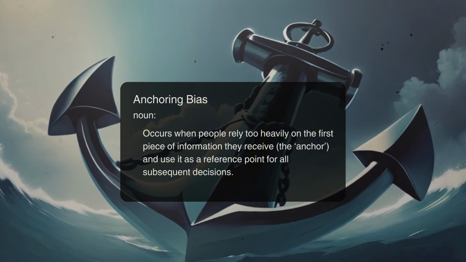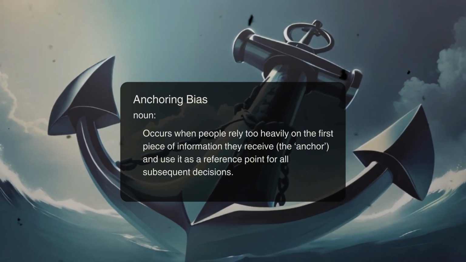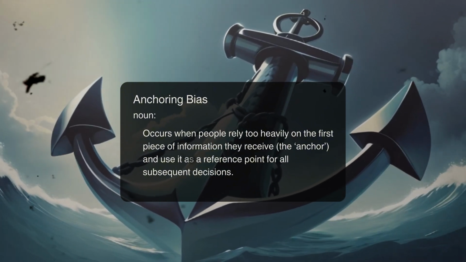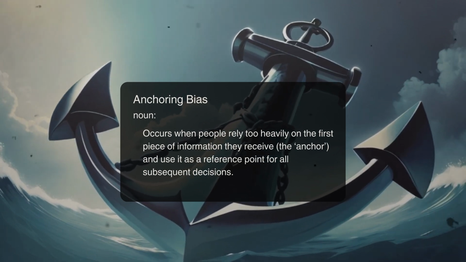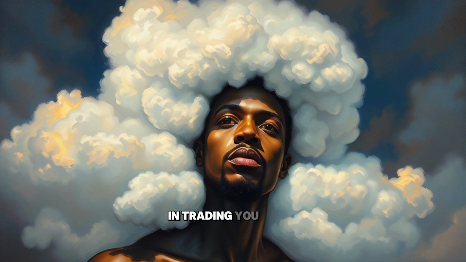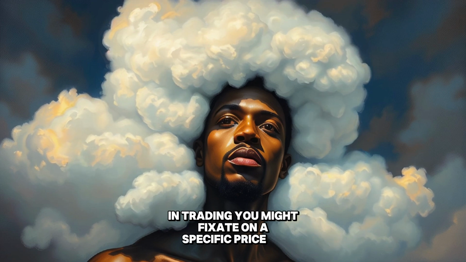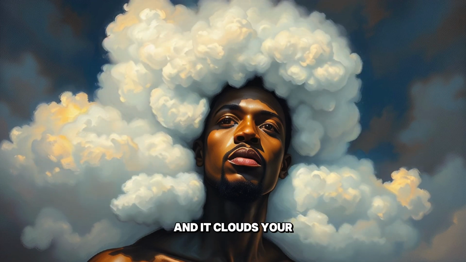Anchoring bias occurs when people rely too heavily on the first piece of information they receive, the anchor, and use it as a reference point for all subsequent decisions. In trading, you might fixate on a specific price or data point, and it clouds your judgment for future trades.